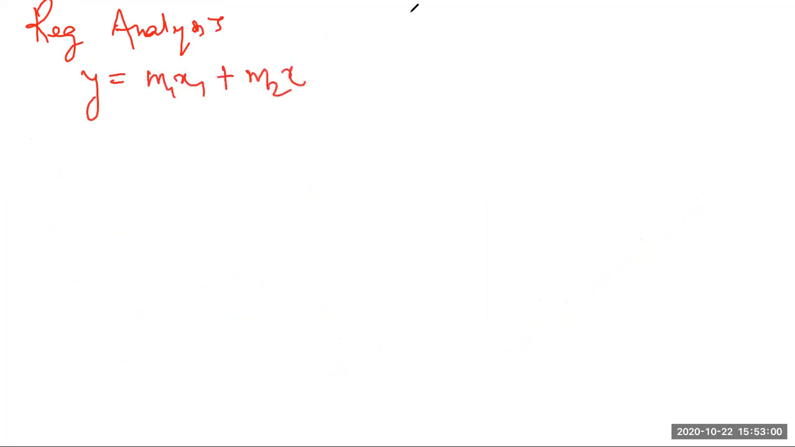Suppose the equation in the regression analysis is of the form y = m1x1 + m2x2 + c. I'll write the regular equation also here: y = mx + c, where c is the intercept. What is m? M models the change in y for a unit change in x.